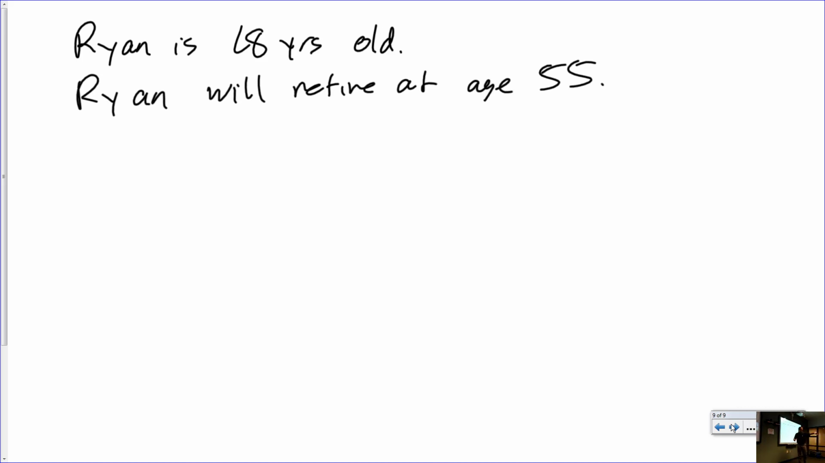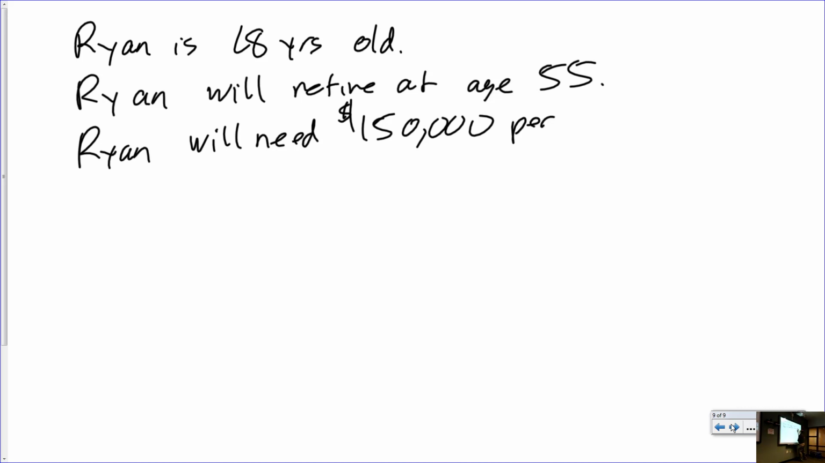Now, when you retire, you will obviously not be working anymore, right? So, how much money are you going to need to live each year while you're retired? Probably a solid couple million. Per year? Yeah, per year, until you die. A couple hundred thousand. How about we say 150,000? Is that okay? Okay. Ryan will need, living lavishly, $150,000 per year during his retirement.